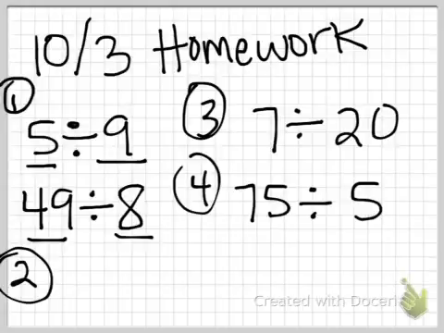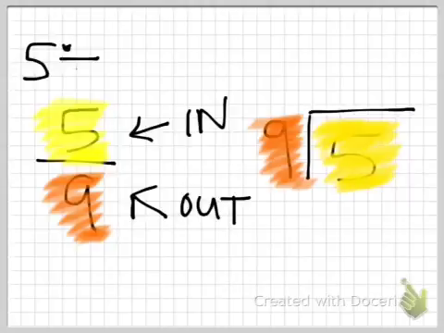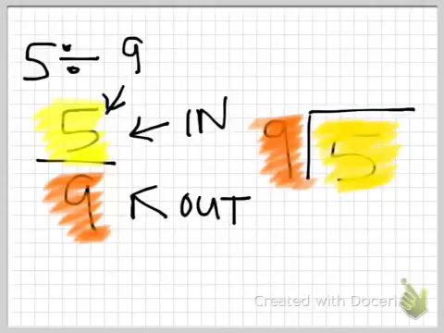Pretty easy. Watch the examples. I'm going to set up the first one with you. 5 divided by 9 can also be written as 5/9. This line, remember, means divide. So my 5 is in and out. Think of in and out. The 5 goes inside, the 9 goes outside.